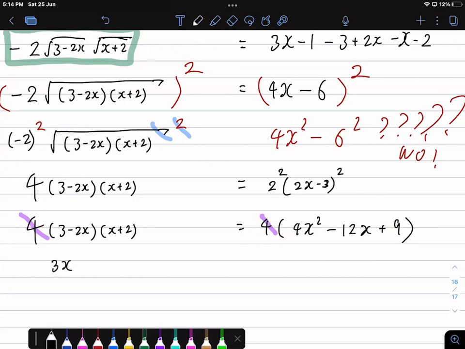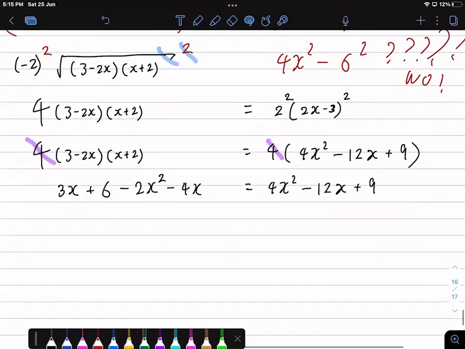So 3 times x, 3 times 2 get 6, minus 2x times x, minus 2x squared, minus 2x times 2 get minus 4x. Did I do something wrongly? Yes, I left out a square here. Is it correct now? Okay. Good. Continue. We get the right-hand side, just copy paste, 4x squared minus 12x plus 9. Okay, good. So we continue.